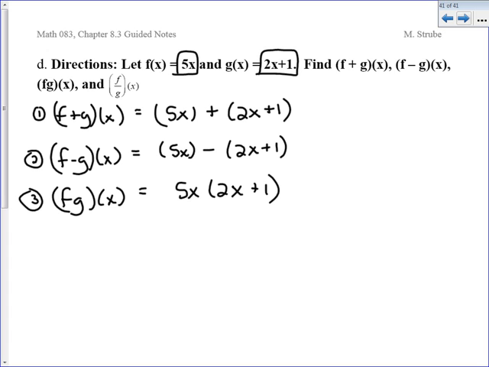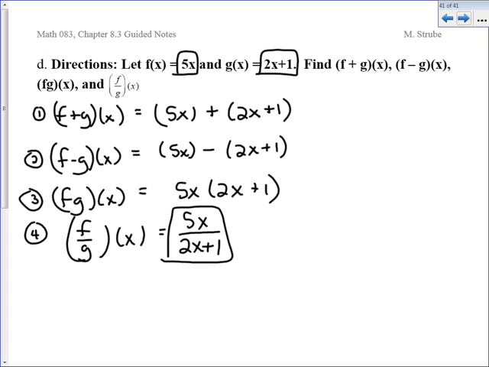And then last, division is actually the easiest one. Just write f of x over g of x. Trust me that you can't simplify it for now, and you're done.